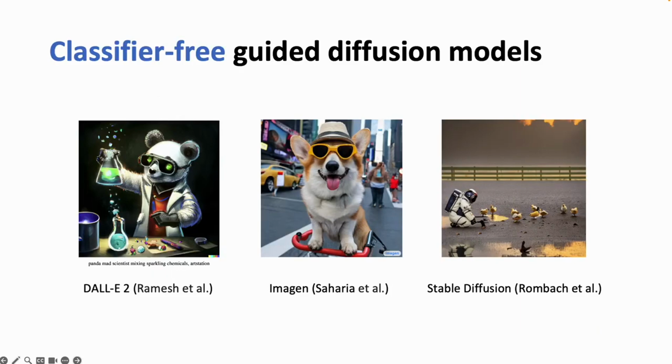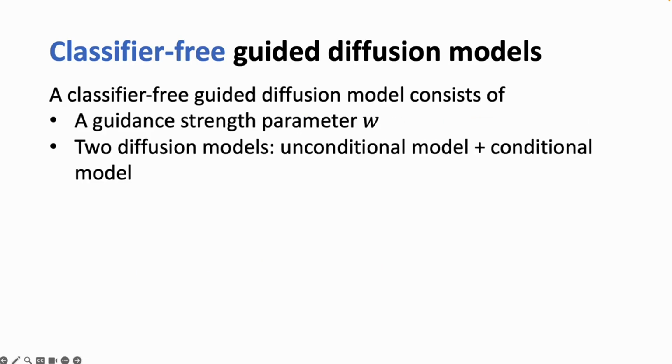Classifier-free guided diffusion models have been recently shown to be highly effective at high-resolution image generation, and they have been widely used in large-scale diffusion frameworks including DALL-E 2, Imagen, and Stable Diffusion. A classifier-free guided diffusion model consists of a guidance strength parameter W, which is used to trade off between sample quality and diversity. It also contains two diffusion models.